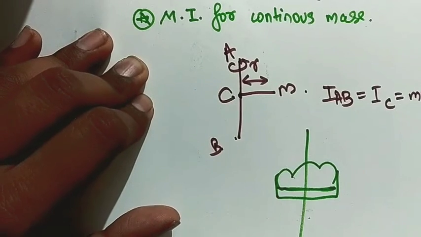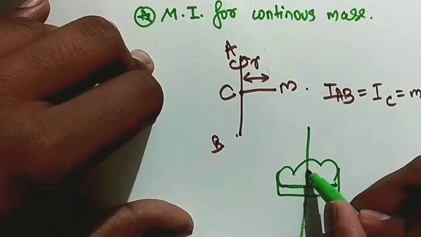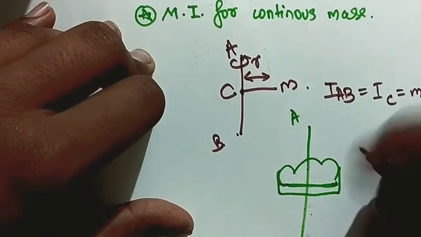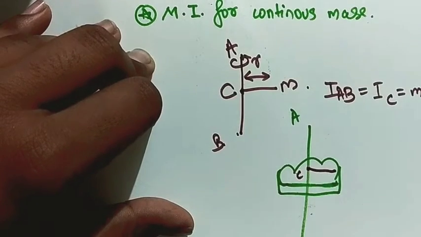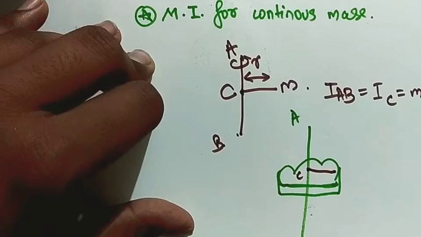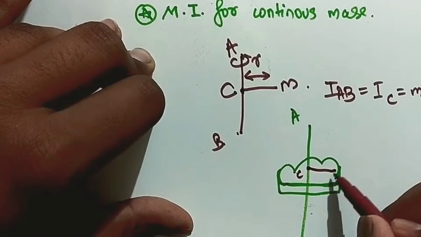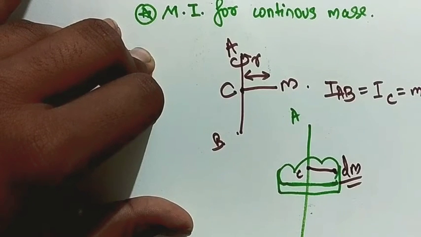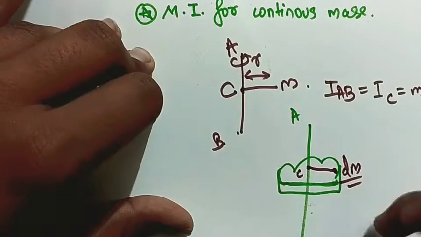Suppose this is an example of any mass which has a number of sizes. So this is a point A, point C, and here it is a mass. So a continuous mass has different numbers of particles, so different masses and different radii. Here we consider a dm. So what is dm? dm is a differential quantity of mass in a whole uniform body.